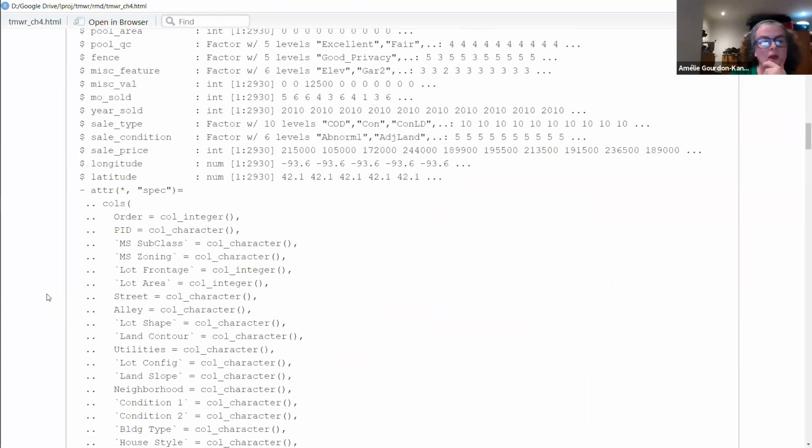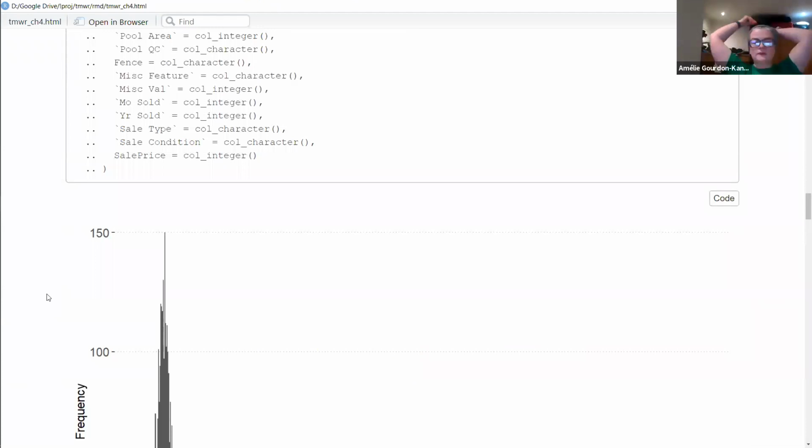So moving on to exploratory data analysis and why it's important. I'll go back to the chapter first, actually, so I think it's more interesting first.